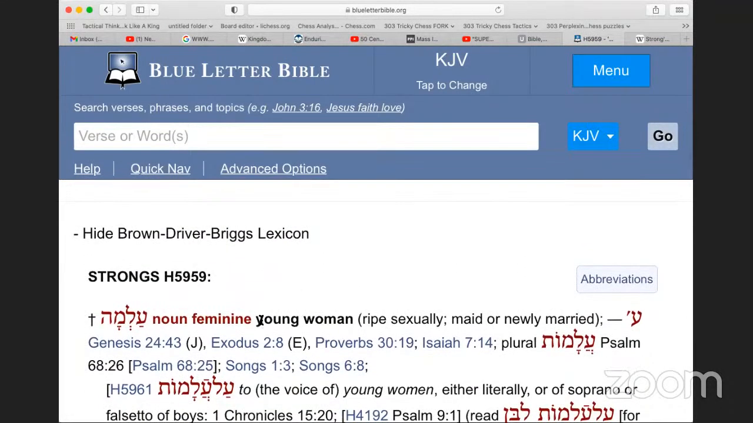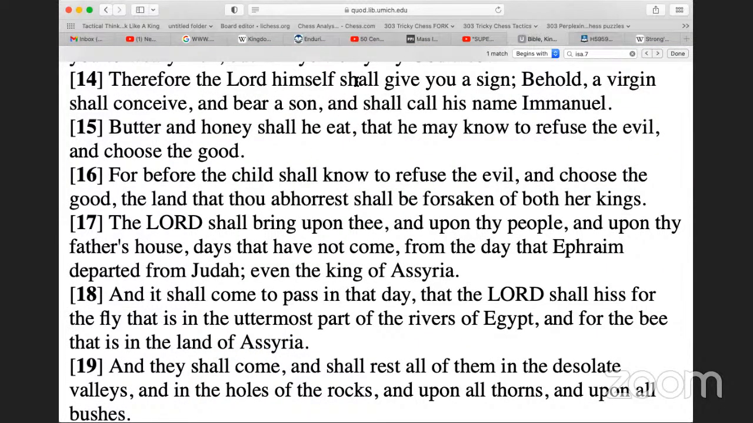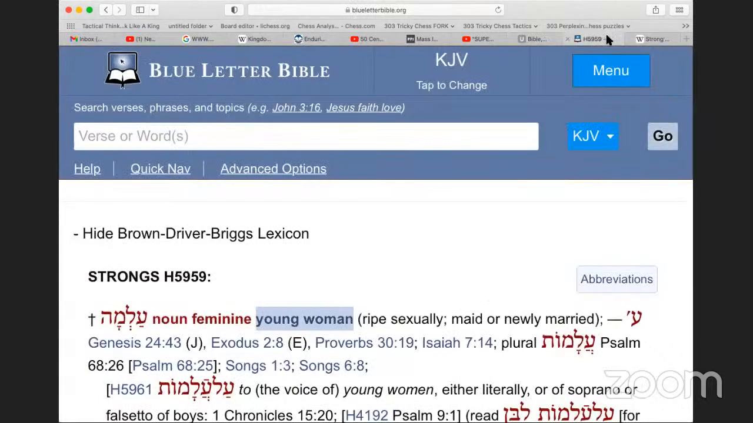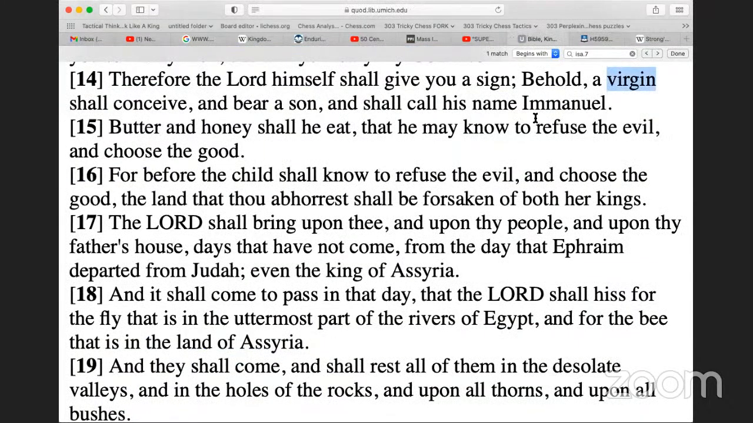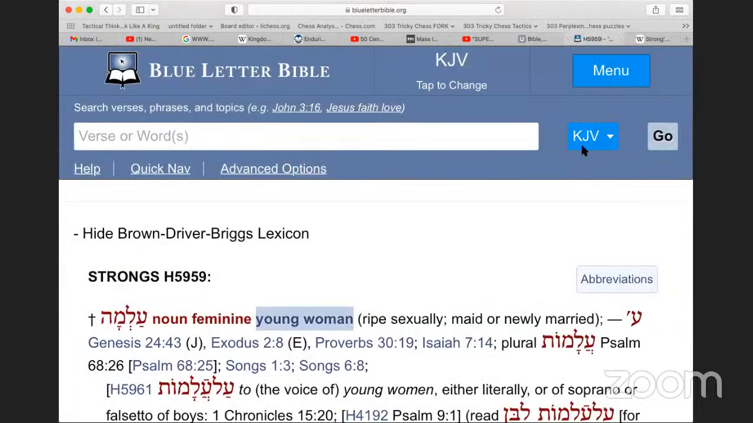So as you can see, the Brown Driver Briggs translates the word virgin in Isaiah 7:14 as a young woman. Okay, young woman. Doesn't mean she is necessarily without sex. Now, Mary was a young woman without sex, but this woman in Isaiah 7:14, that is a sign for Mary, is not a virgin without sex. So that's that.